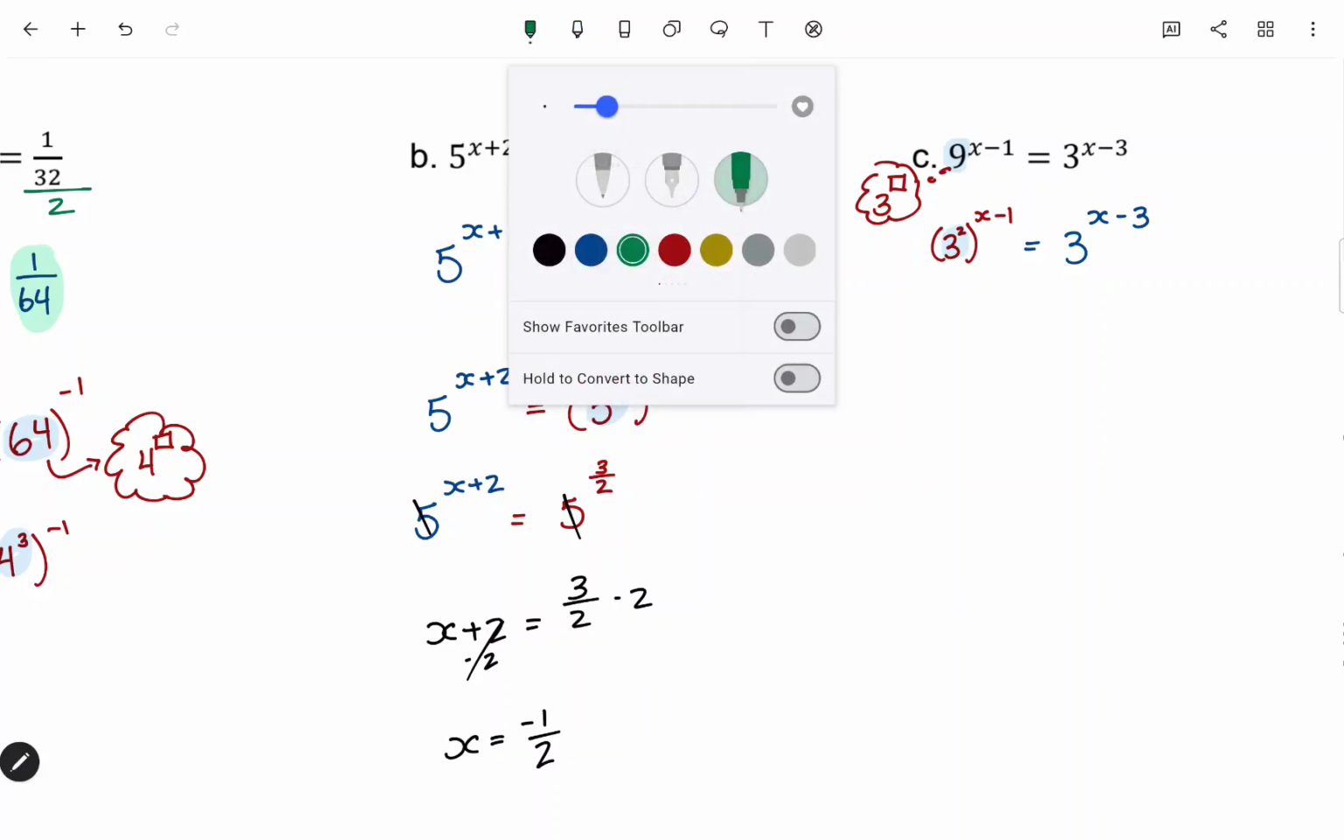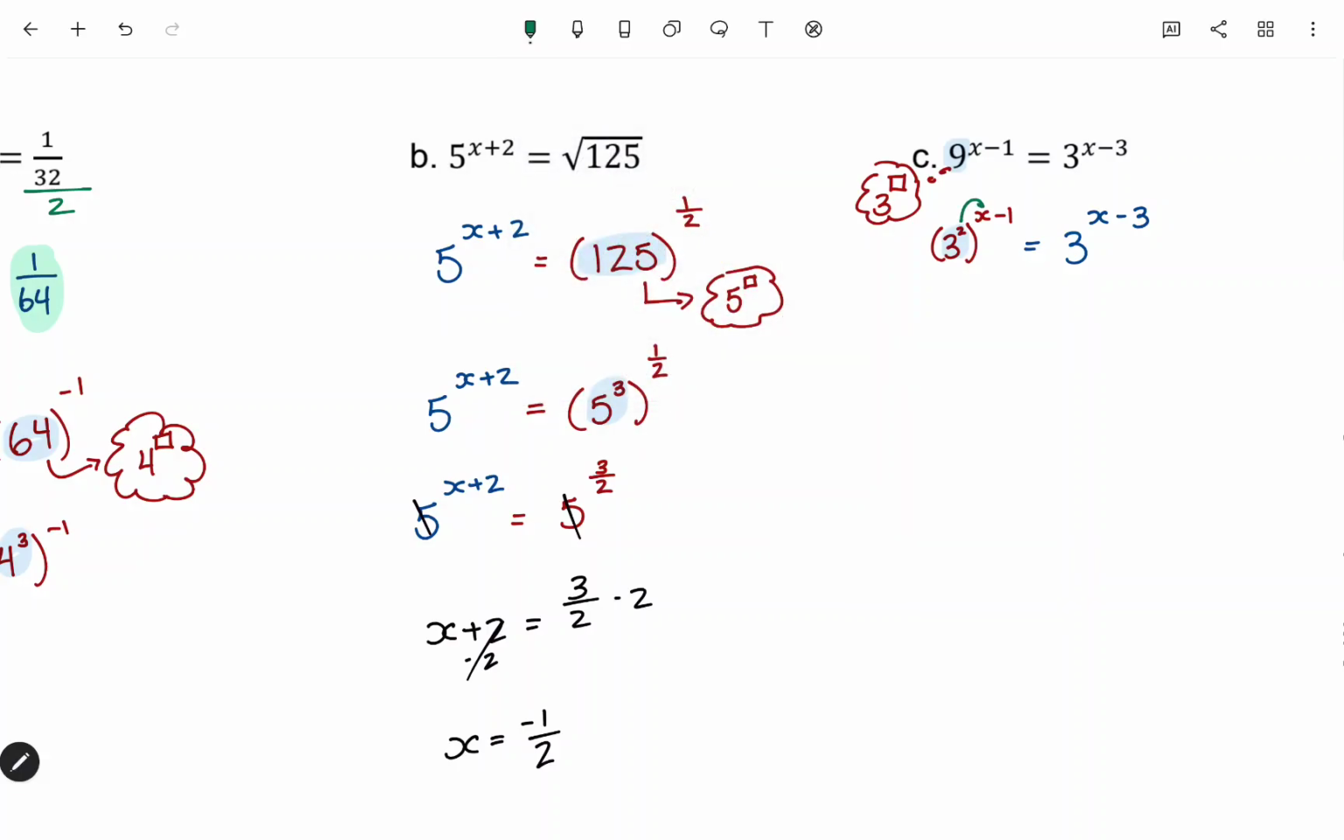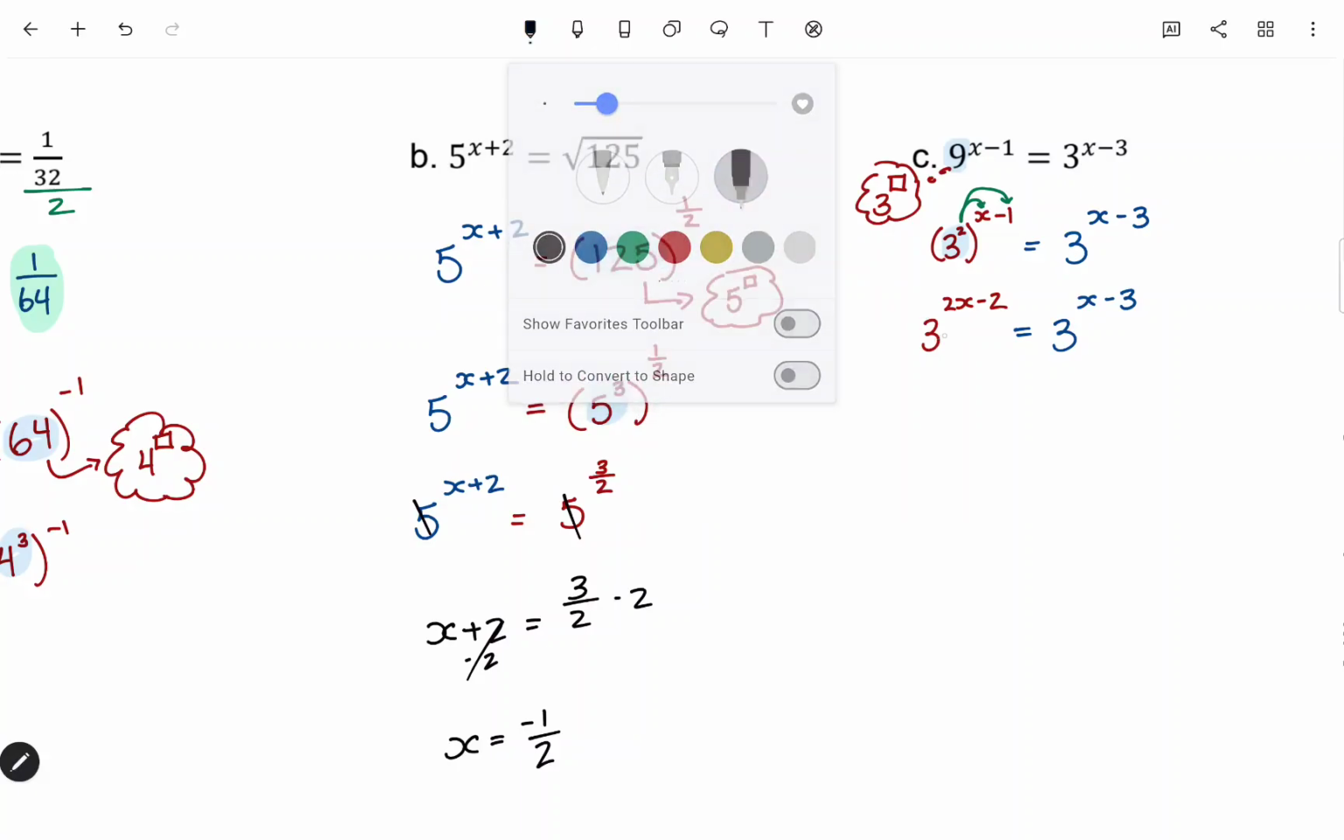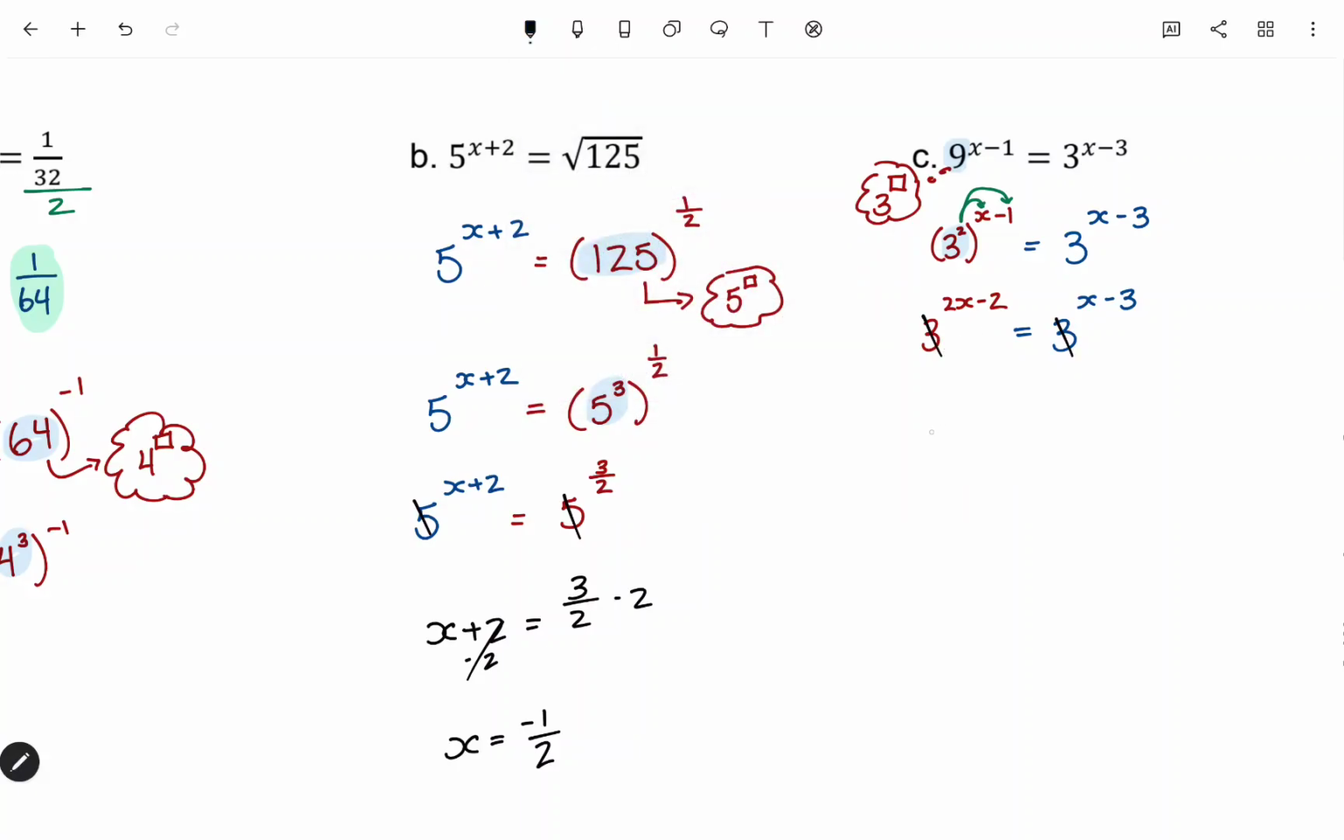Now I have a power to a power, so we have to multiply, and we have to distribute this through. So this needs to be multiplied into both of these. We're going to end up with 2x minus 2. And of course, we didn't change this right side any, so it's going to be 3x minus 3. Now that my bases are the same, we can ignore our bases, and we're going to set our exponents equal to each other.